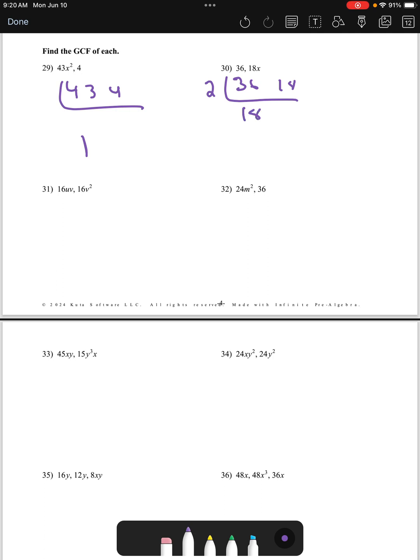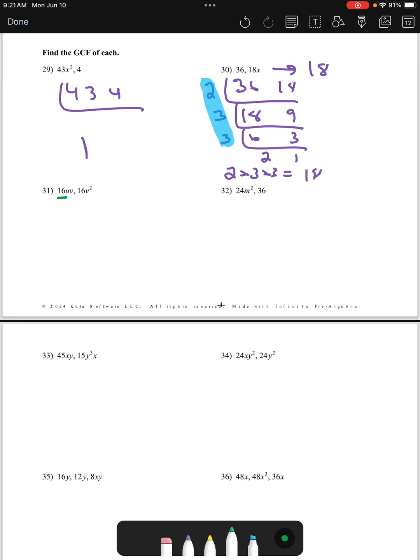For number 30, when we look at 36 and 18, so the number parts, they can both divide by 2. That gets me 18 and 9. They can both divide by 3. That gets me 6 and 3. They can both divide by 3. That gets me 2 and 1. So for GCF, remember GCF is just the left side. We're going to have 2 times 3 times 3. That's 2 times 9, so that's 18. As far as variables go, the 36 does not have any letters, which means there can be no letters as part of our greatest common factor.